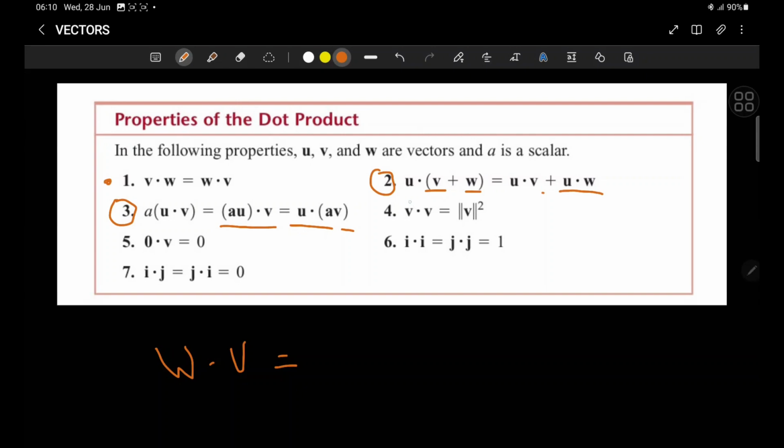Then the dot product of the same vector, v dot v, will just result in the magnitude of that vector squared. It's the same thing. Then 0 dot a vector, the answer is 0. I dot I, j dot j all give us 1. And finally I dot j is 0, j dot I is 0. So we need to know these properties by heart.